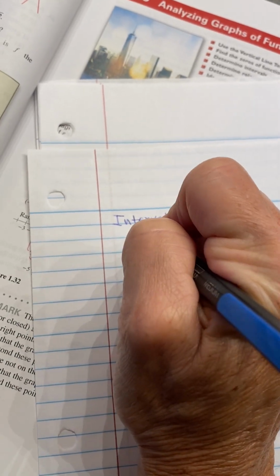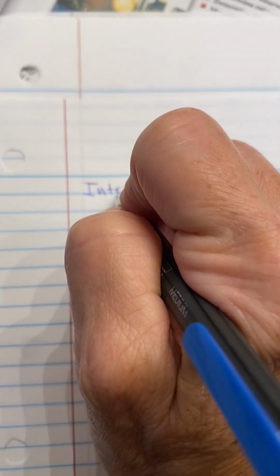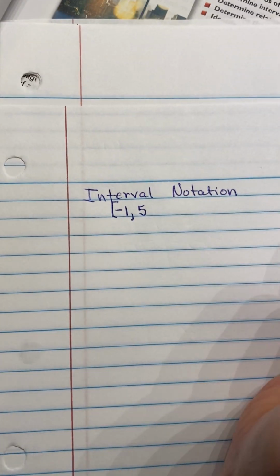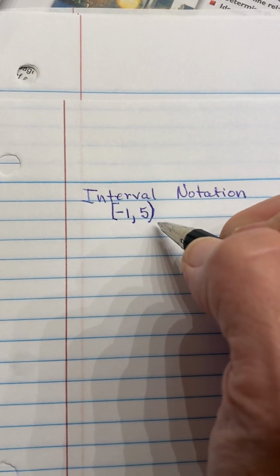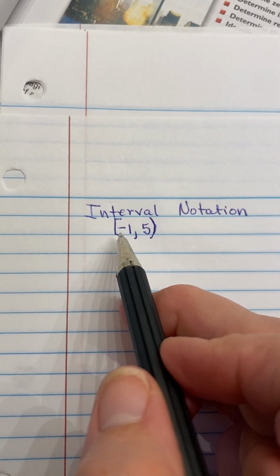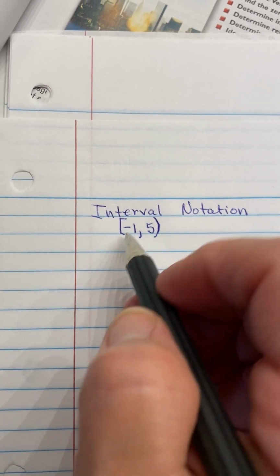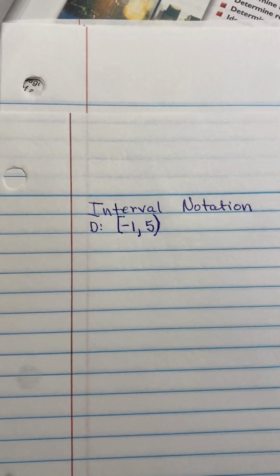How do we write -1 to 5? -1 is included, so we use a squared off edge, and 5 is not included, so we use an open one. And this is the interval from -1 to 5. So this is the domain of the function.